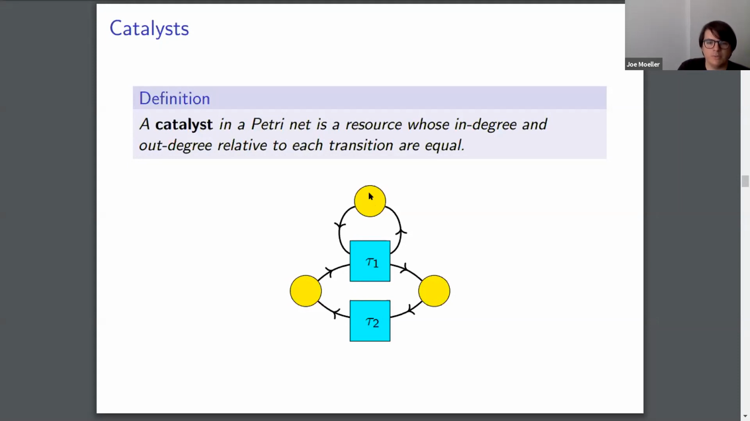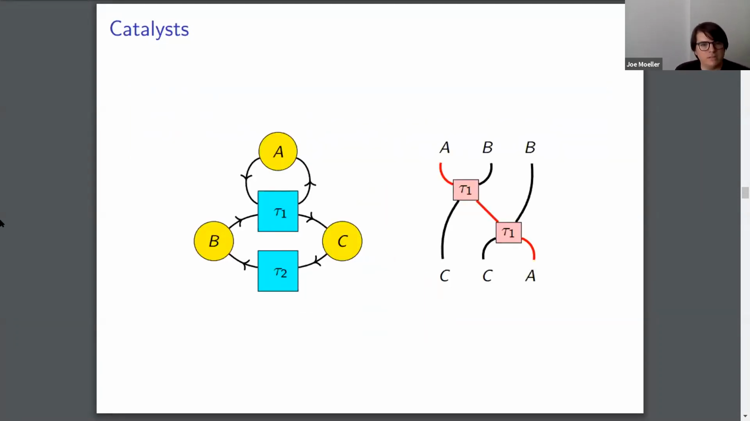In this example, this top resource is going to be a catalyst because the in degree and out degree with respect to tau 1 are both 1, and with tau 2 they're both 0. So nothing you can do in this Petri net is going to either increase or decrease whatever amount you started with of this top resource. You can modify the string diagrams we're using for the category FP a little bit to keep track of the idea that you're not supposed to create or destroy any of this thing. Now I give it a label A, and I'm going to color the string of a catalyst red all the time.